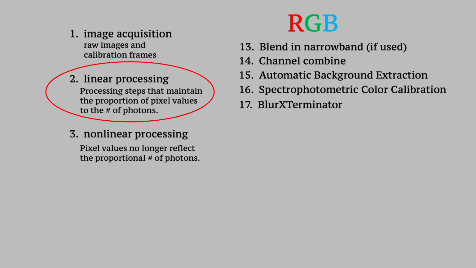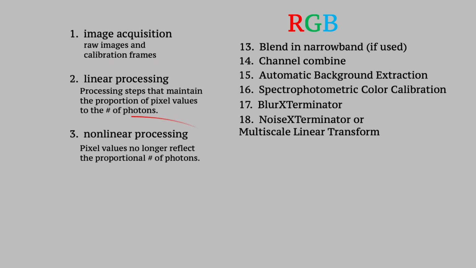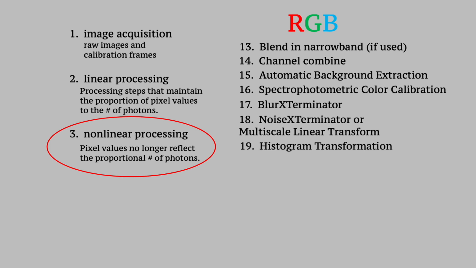Russell Croman's Blur Exterminator, bringing out some detail. Noise Exterminator, again, our multi-scale linear transform to crush down some noise. And then finally, the last thing we do with our RGB master is to do a nonlinear process, which is histogram transformation. Same thing as we did with the lumen.